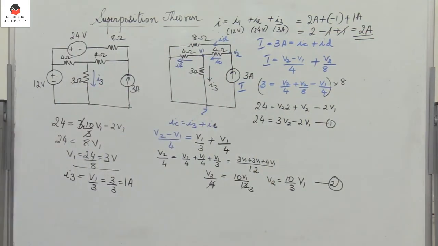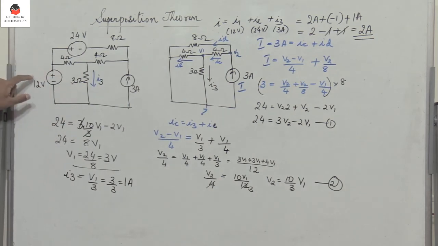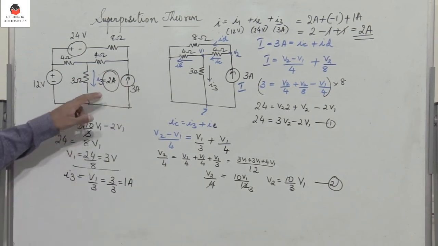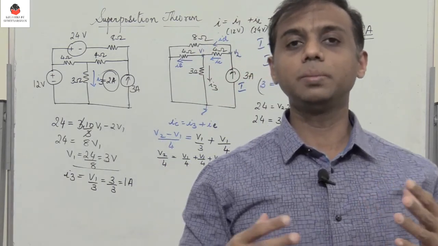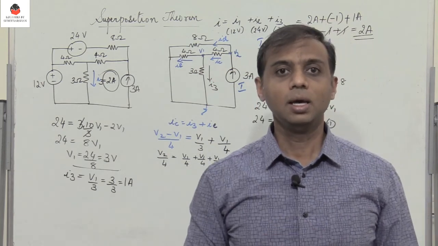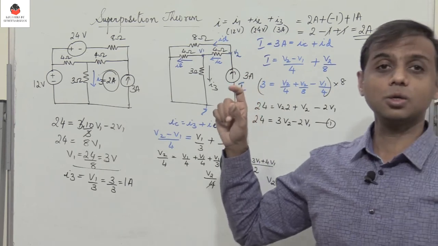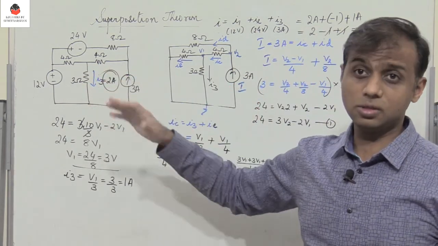So the total current flowing through this 3 ohm resistor due to this voltage source, the second voltage source and the third current source is 2 amperes. And we have found the value by using superposition theorem. So given any circuit, if you have multiple sources, voltage sources or current sources, we have to consider one at a time and then apply superposition theorem to find the voltage or current through any given element of the network. So this is how you do it.